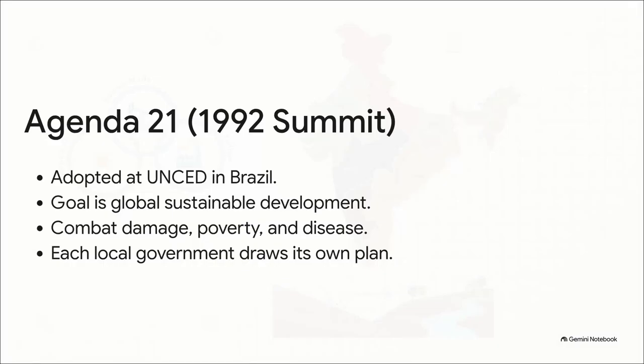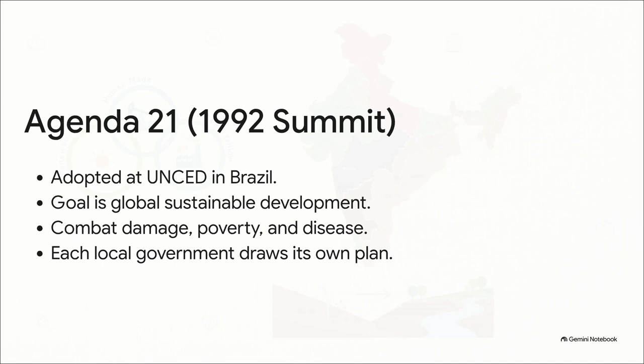Which leads to a massive landmark moment in 1992. Over 100 heads of state met up in Rio de Janeiro, Brazil, for the first ever International Earth Summit. There, they signed a major declaration called Agenda 21. This was a cooperative global framework aiming to heal the planet, fight poverty, and tackle disease.